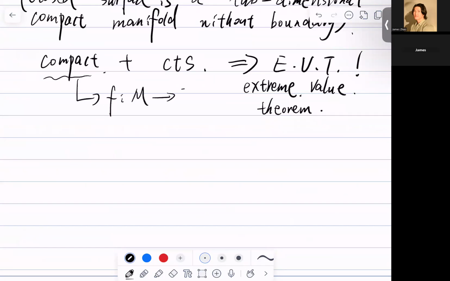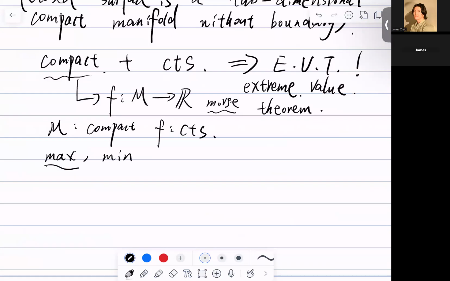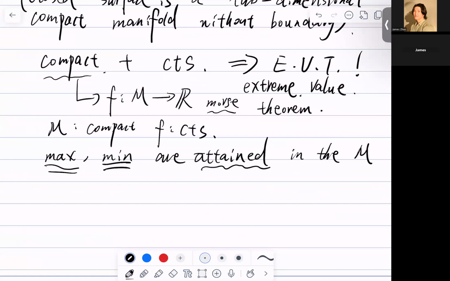Anyways, let's quickly denote this. We know that the function on this is Morse. Okay, great. So what does the extreme value theorem say? In short, if we have a compact set, M is compact, and f is continuous, that means our maximum and minimum of our function are attained in our set, or I guess on M.